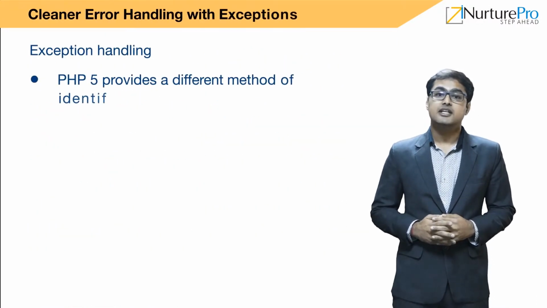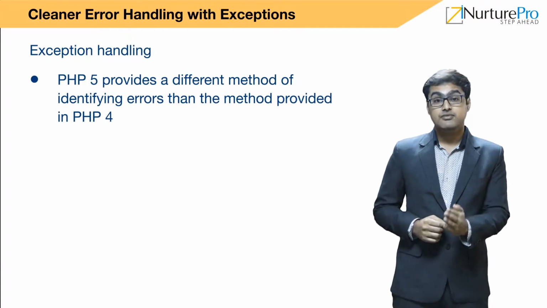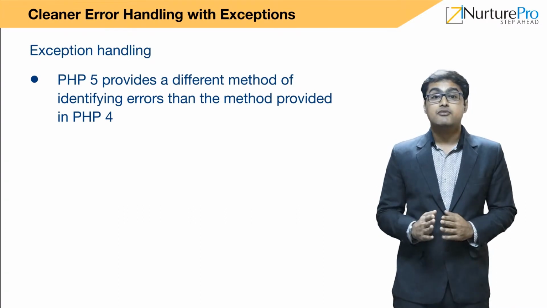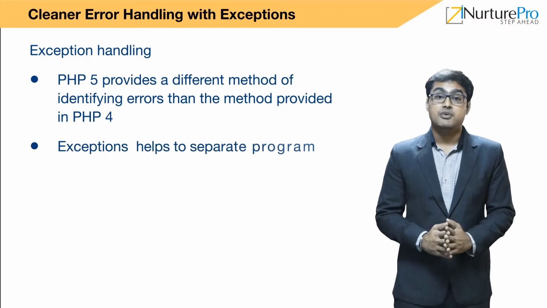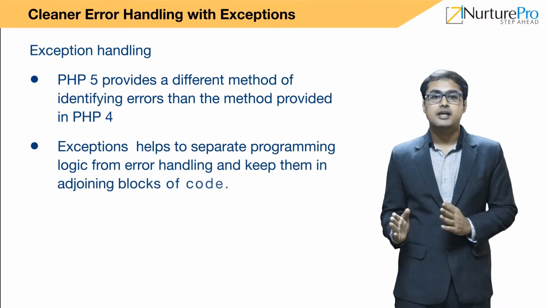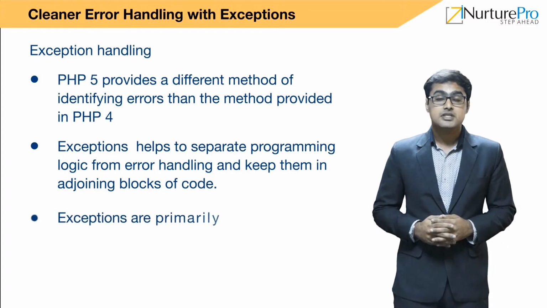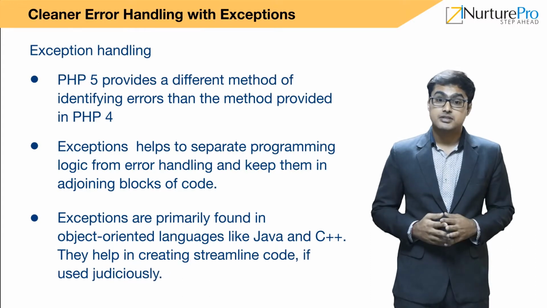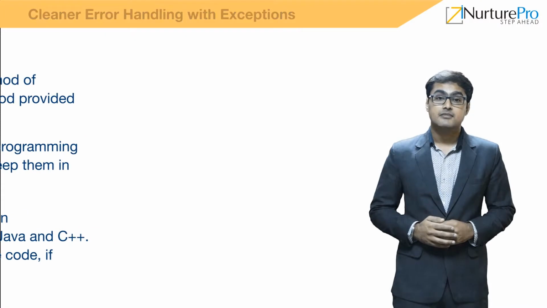PHP 5 provides a different method of identifying errors than the methods provided in PHP 4. This is called exception handling. Exceptions eliminate the requirement for checking the return value of every function. It helps to separate programming logic from error handling, keeping them in adjoining blocks of the code. Exceptions are primarily found in object-oriented languages like Java and C++. They help in creating streamlined code if used judiciously.